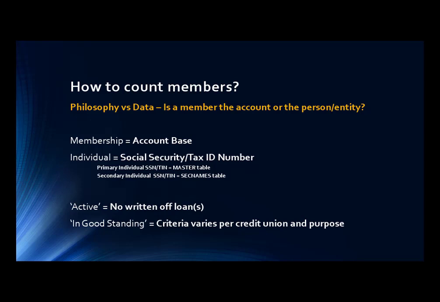Then different individuals, different social security numbers will have the roles of a primary member or a joint owner. Now, there are some details on the screen here. For those of you who maybe have taken notes on it already, we keep the primary owner's social security number in the master table, and we keep the secondary owner's social security numbers or tax ID numbers in either one of these cases in a data table called the sec names table.